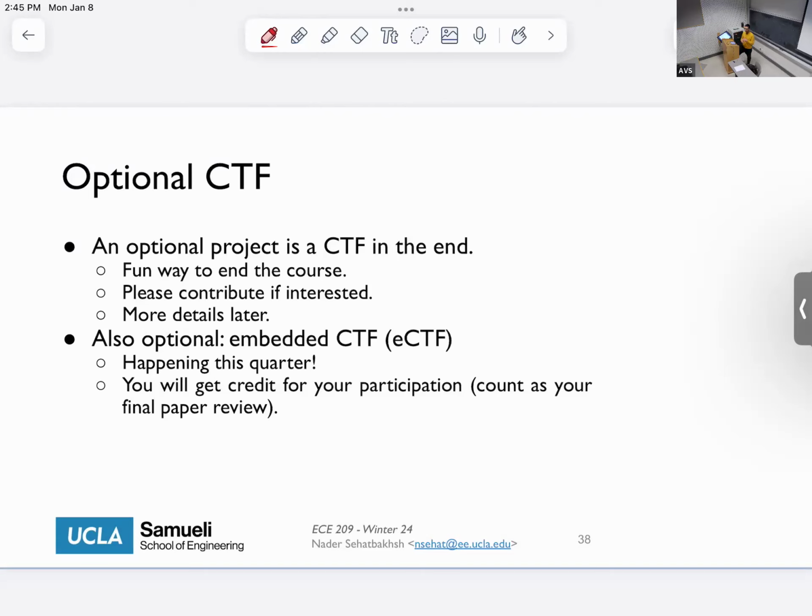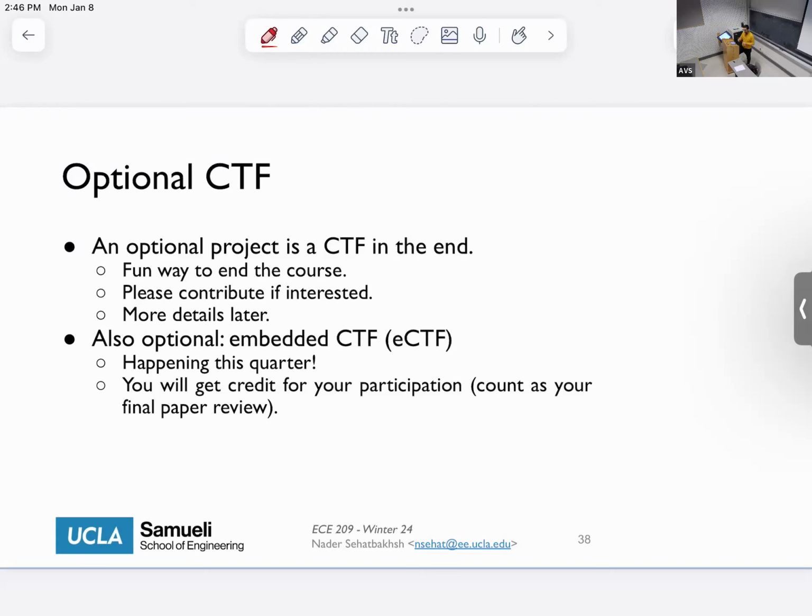We are thinking about expanding this a little bit with the help of some of the student groups. But it's just a fun way to end the course because it has different modules of different things. It has cryptography modules, memory modules, side channel module, and so on. So you can actually participate in that one. I'll give you more details at the end.